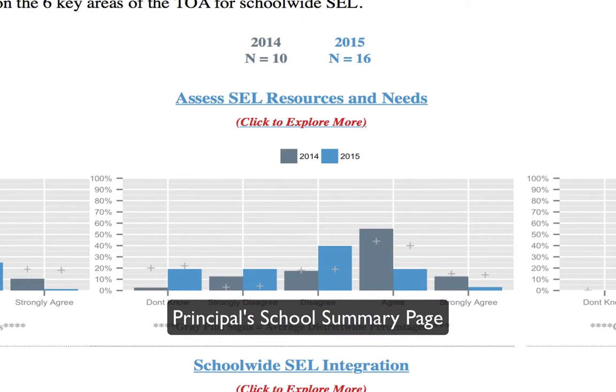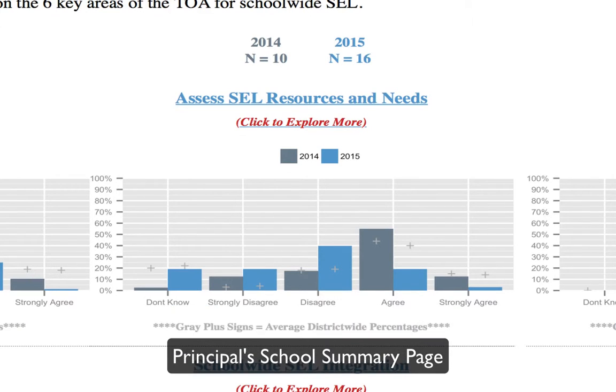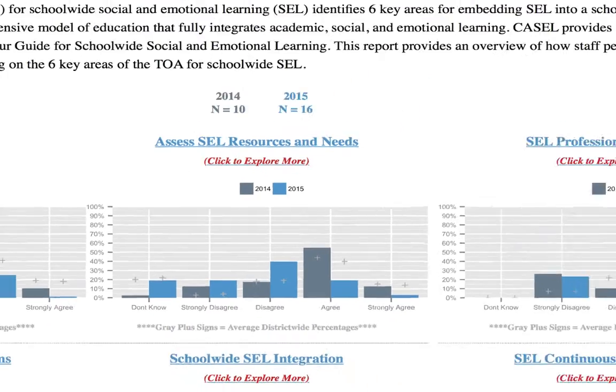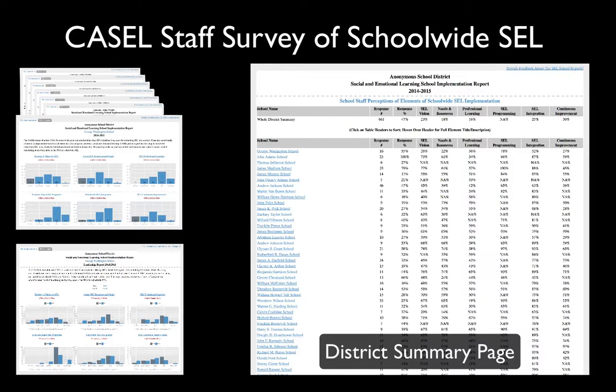As we can see in this example page, the dark gray is the previous year, and the blue the current year, while the small gray plus signs indicate the average district-wide percentages for each of the 6 activities in the theory of action. Finally, the online staff survey reports also offer an overview page at the district level, which can be a valuable resource for the district SEL team and will be discussed in more detail in the final demonstration section of this video.